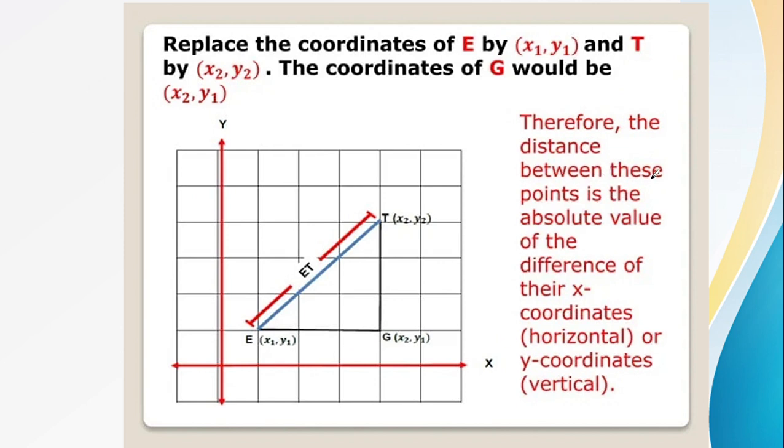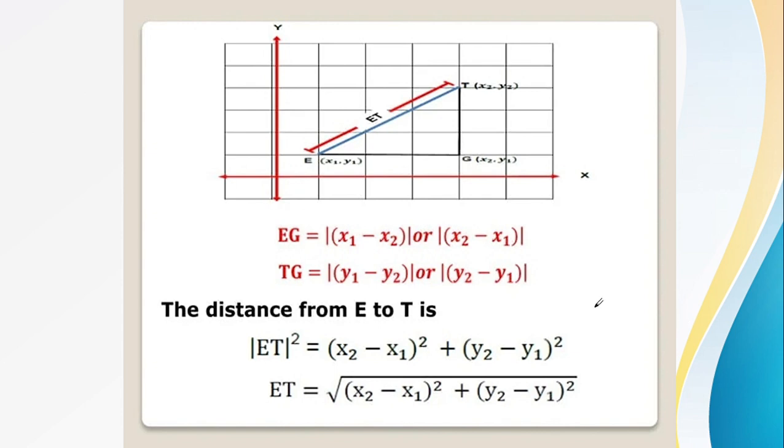Therefore, the distance between these points is the absolute value of the difference of their x coordinates, horizontal, or the y coordinates, vertical. So we have it here. This is the absolute value of x sub 1 minus x sub 2, or the absolute value of x sub 2 minus x sub 1.